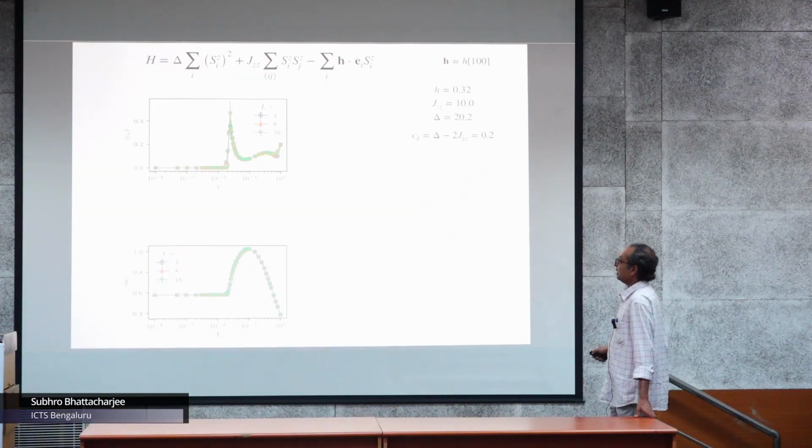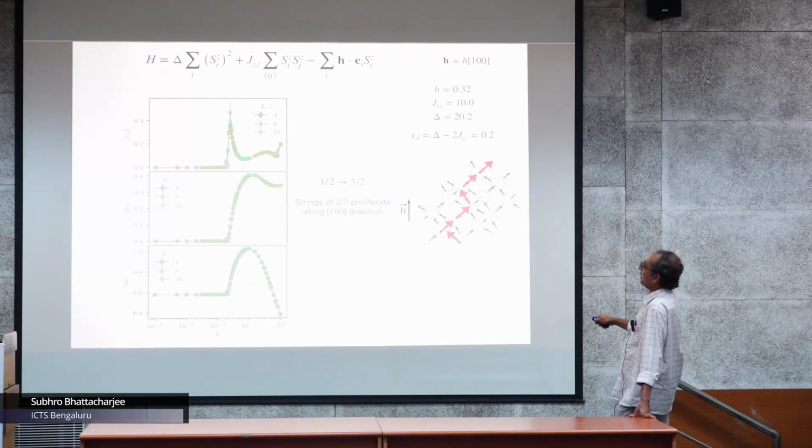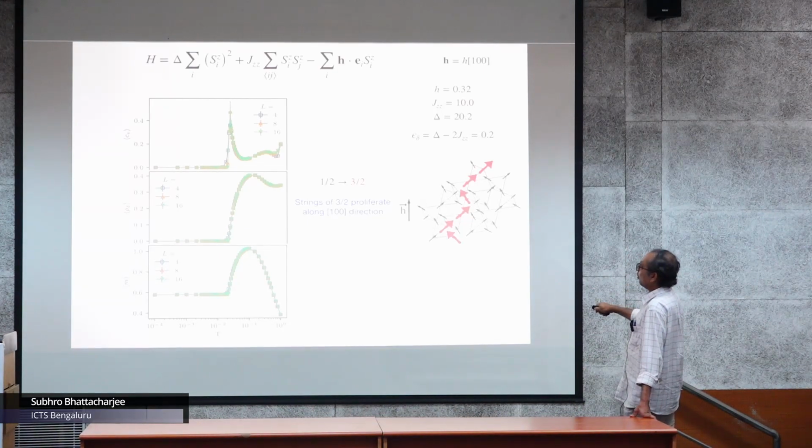Okay, so what is happening here is that this is a 100 field, and for this parameter regime I have a spin 1/2 ice, but once you increase the field, some of these spin 1/2 convert to spin 3/2, and that's how they can gain in energy from the Zeeman term. But because they have to satisfy the ice constraint, you cannot just flip one spin, so you really flip a whole string of spins along the 100 direction, and this proliferation of these strings drives this transition.